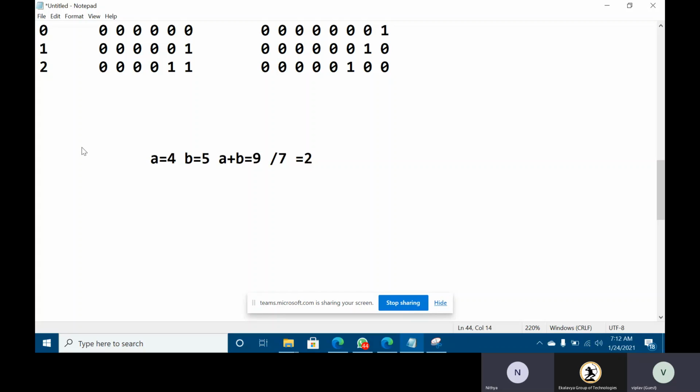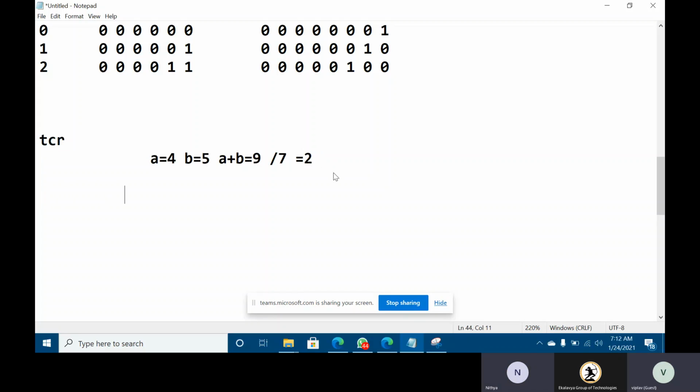Next, see. A equals 4. First I am going for the TCR. A equals 4, B equals 5. A plus B we are getting 9. Then we take the mod of 7, so we get 2. Now we have to represent this in the TCR, thermometer coding. Let us see how we can do that.